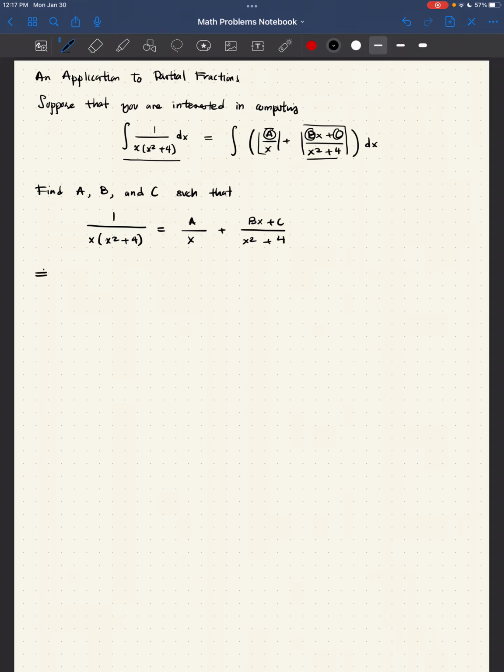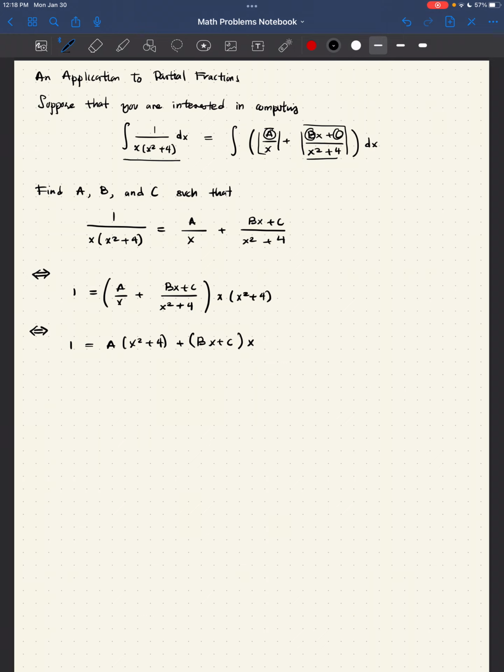What we're going to do is expand this a little bit. Instead of having this, I'm going to express this as 1 being equal to a over x plus bx plus c divided by x squared plus 4 times x squared plus 4. Once we do that, this equation now transforms into this particular format. 1 is equal to a times x squared plus 4 plus bx plus c times x.